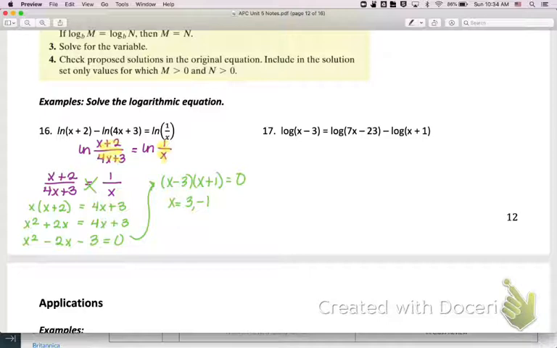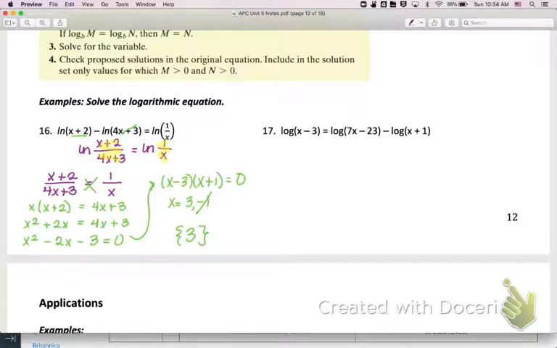Now, let's check up here. If I plug in 3, I get a positive. Is that true if I plug in -1? Well, if I plug in -1 to the first one, I do get a positive. -1 plus 2 is positive, so that's fine. If I plug into the second one, -4 plus 3, I get a negative, so that is bad. So -1 has to be thrown out, and 3 is our only solution, okay?